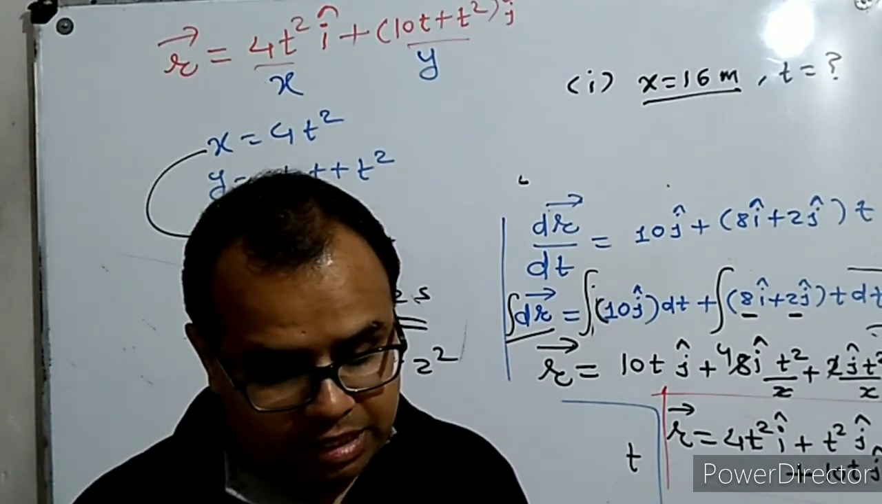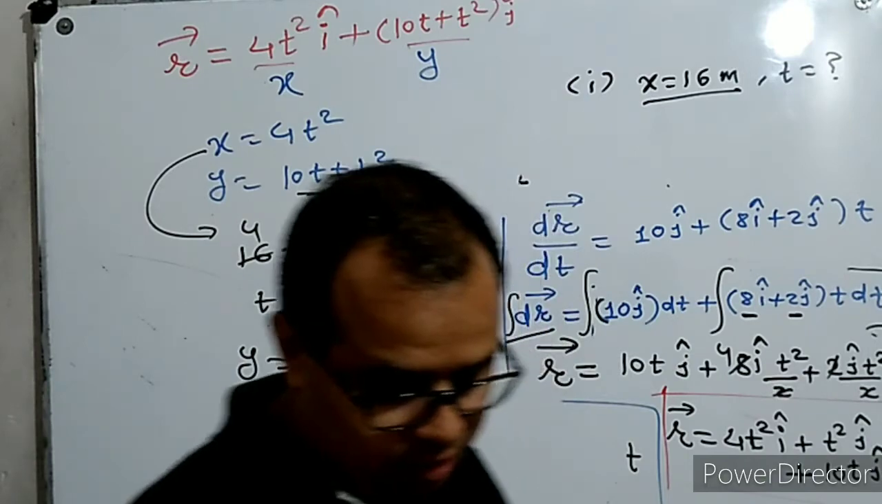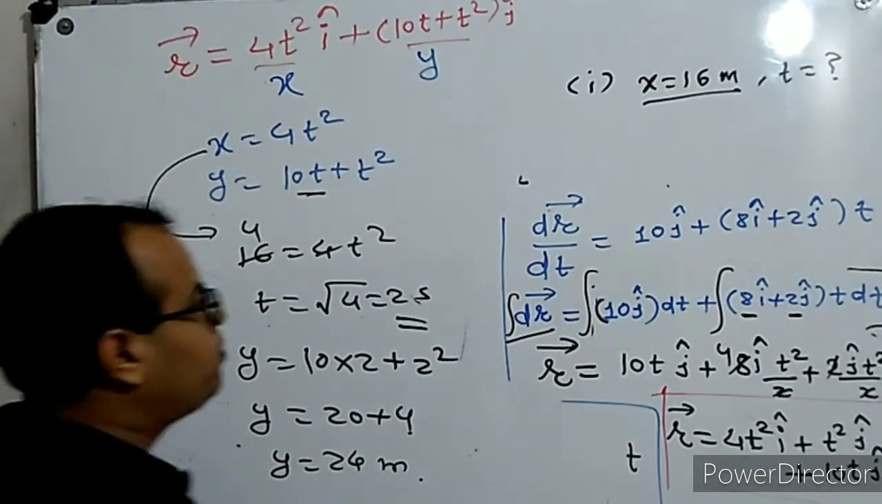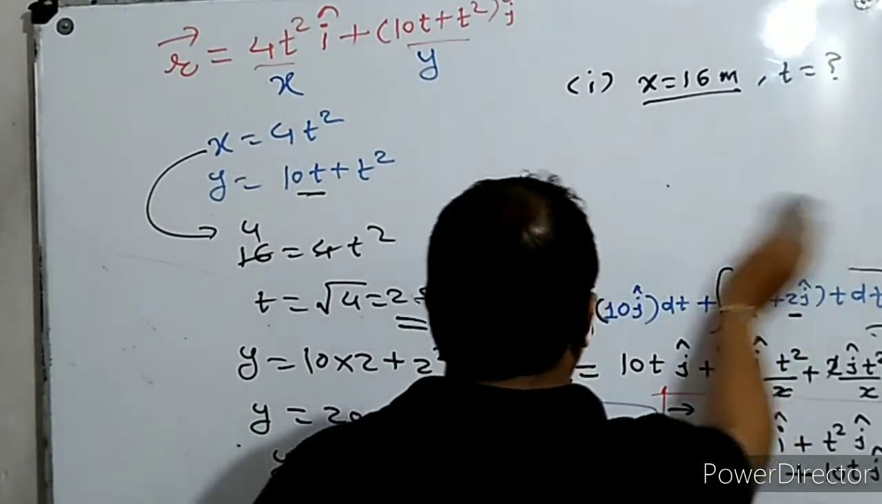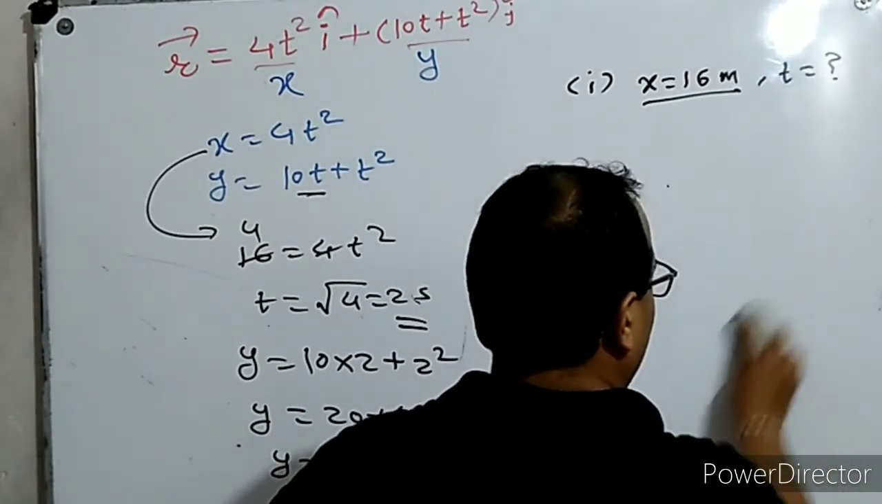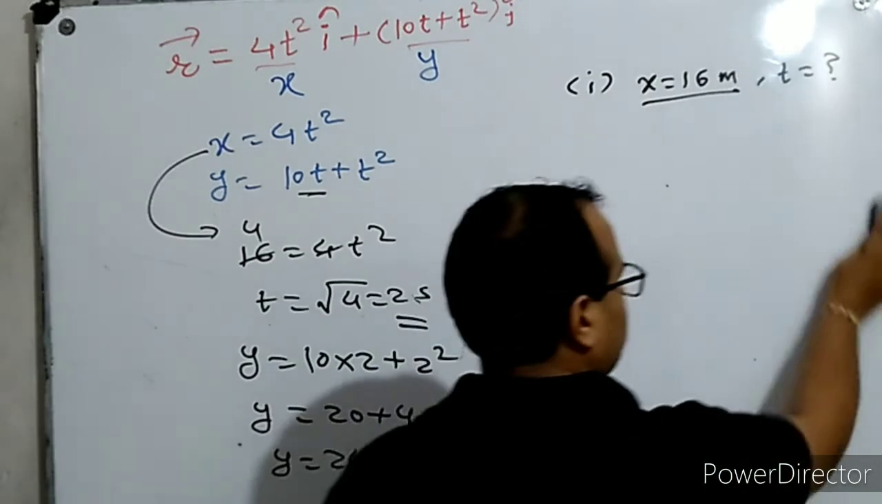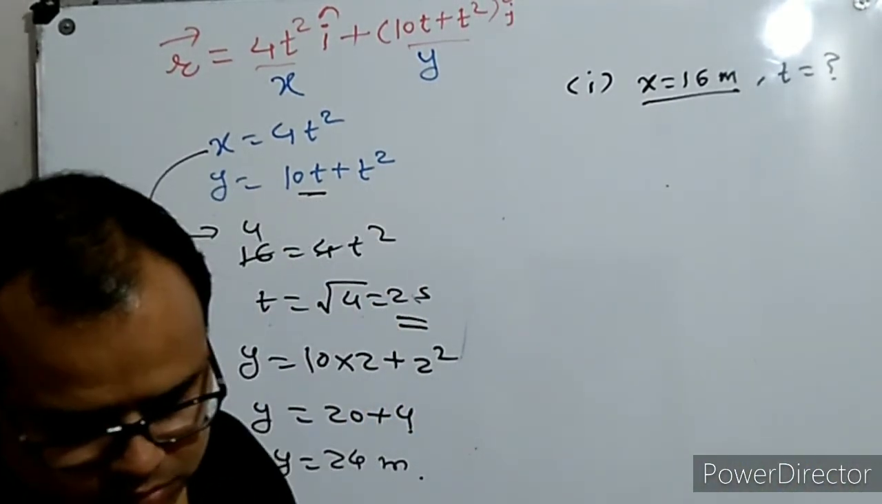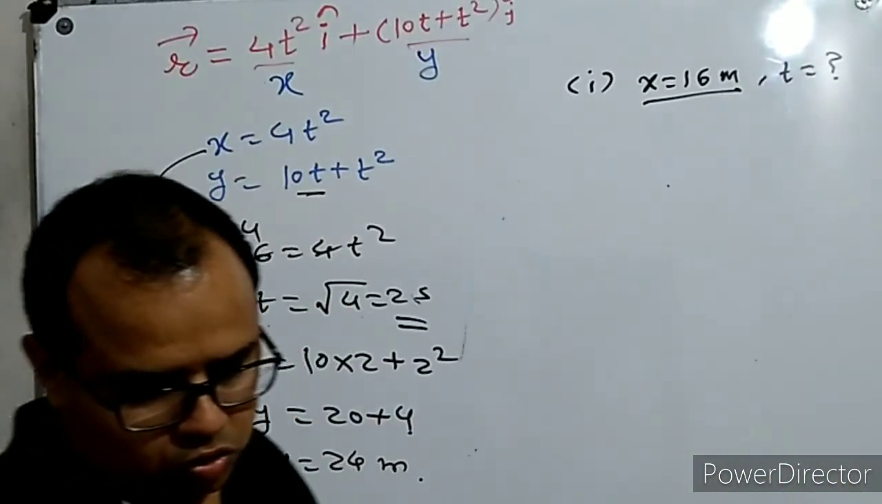What is the second part? What is the speed of the particle at that time? We have to find the speed of the particle, and at that time means t equal to 2 seconds. At t equal to 2 seconds, we have to find the speed.